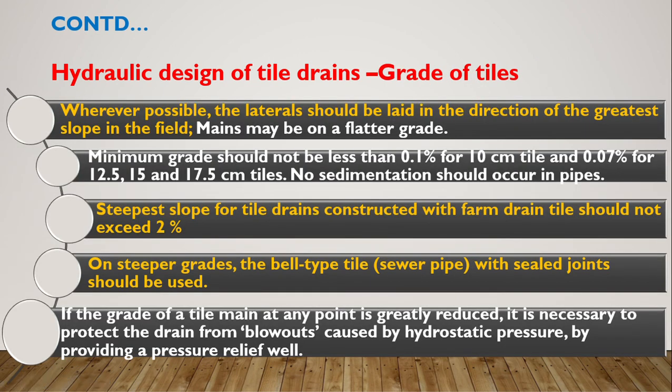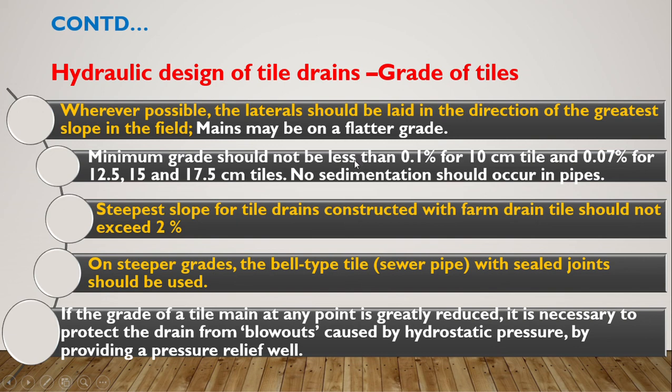The second thing in this step is grade of the tiles. So we have found out the diameter of the tiles. Now we have to place the tiles in a particular slope. If there is slope, then only the water can flow. Then the pipes should be placed in a particular slope. How much slope will we have to give? Actually, the slope should be selected in such a way that there will not be any silting in the pipeline. The particles which are carried by the water should not be silted or sedimented in the pipelines. So the velocity or the grade should be in such a way that there is no silting inside the pipeline.